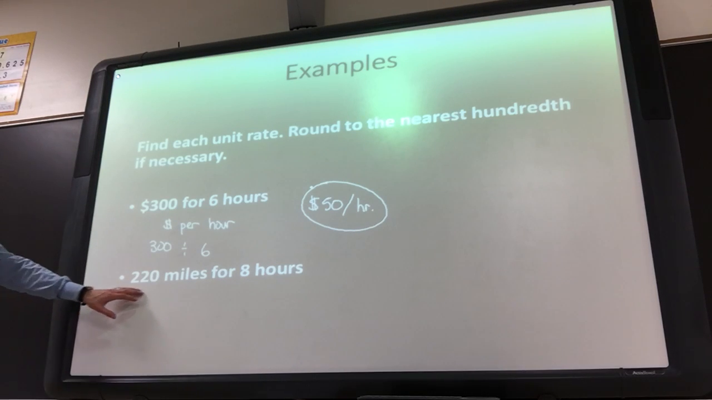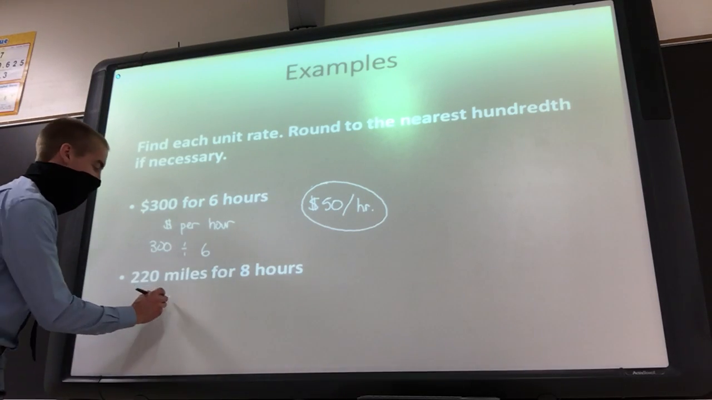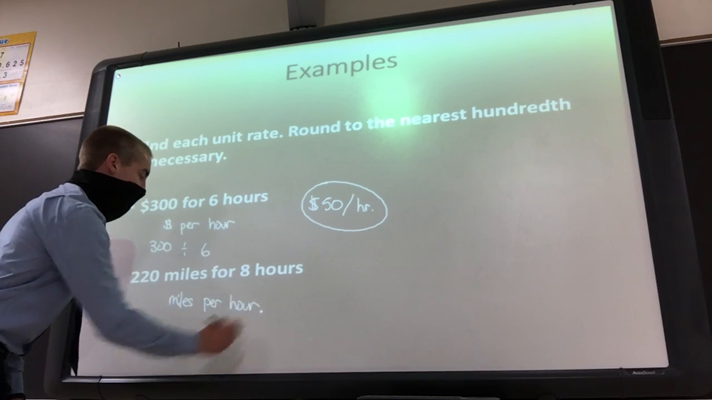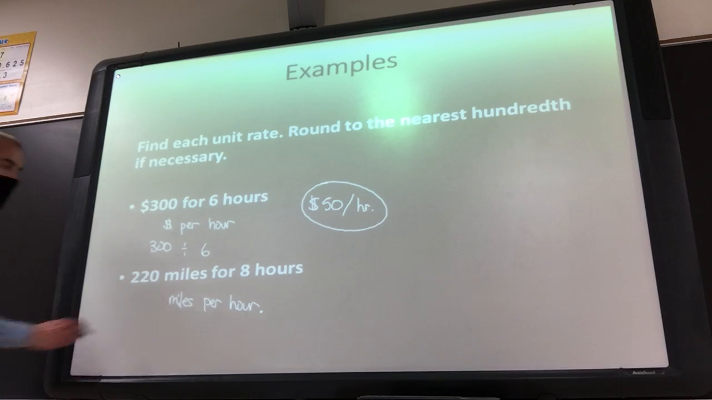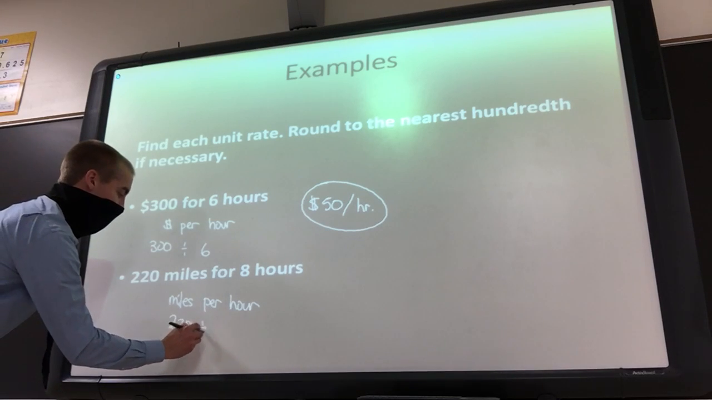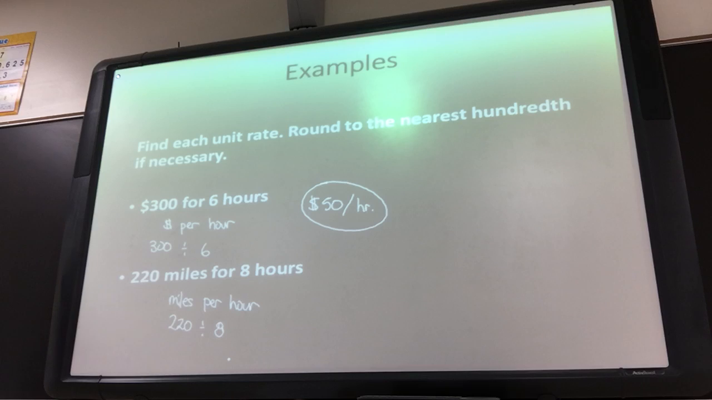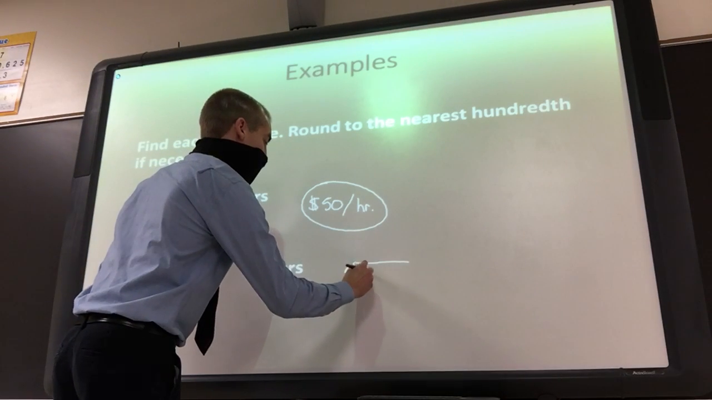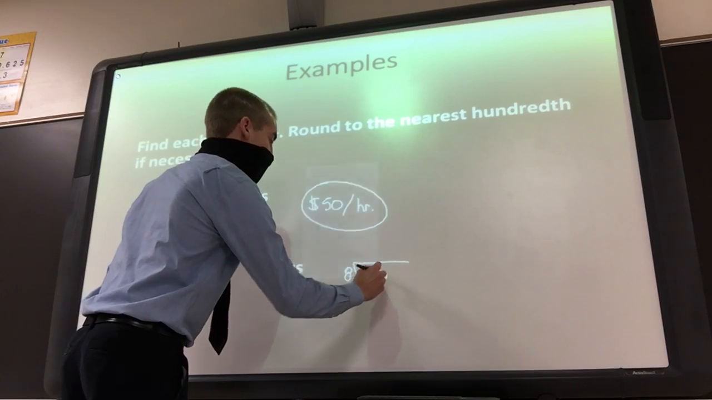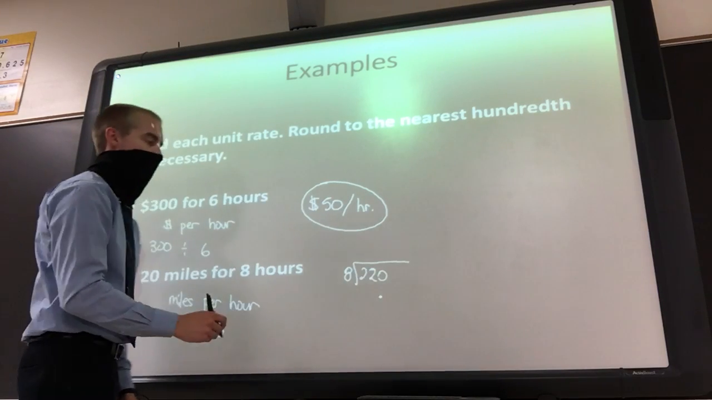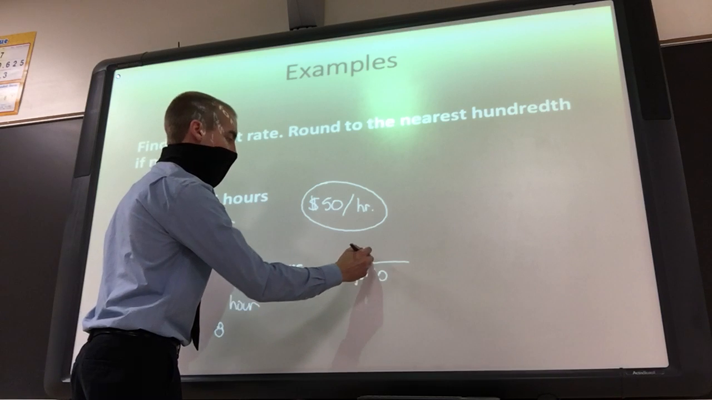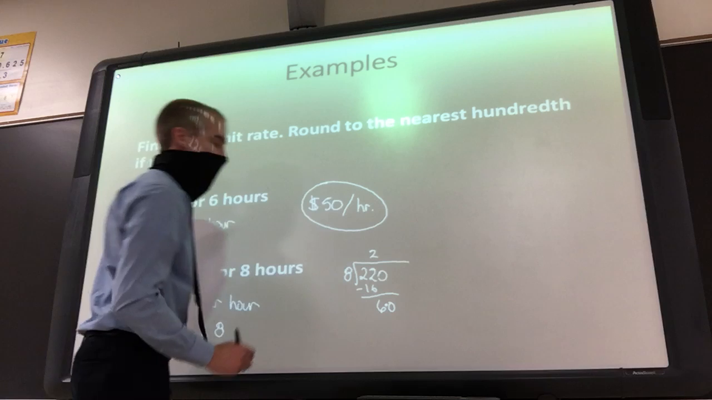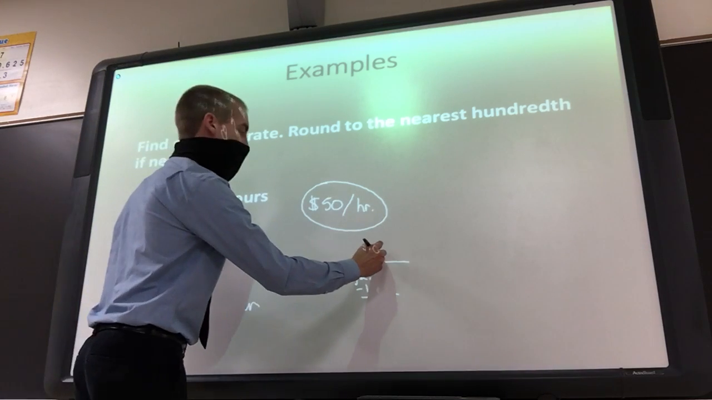Okay, we're going to do the same thing for the second one. This is miles per hour, which means we're going to take 220 miles and divide it by 8 hours. 220 divided by 8. So remember I said we want to get as exact of an answer as we can. So 8 goes into 22 twice. It's a 60. 8 goes into 67 times.